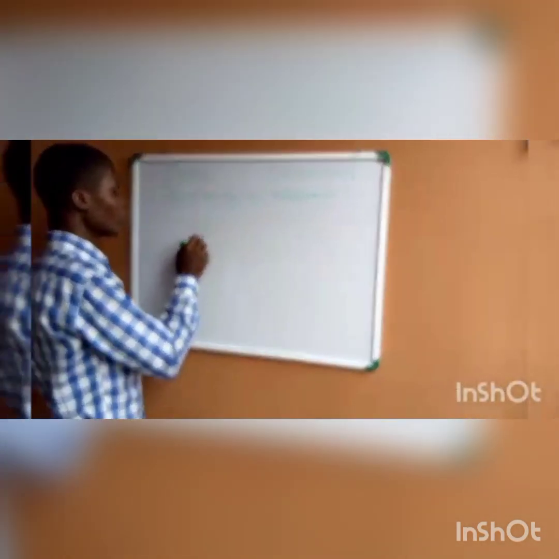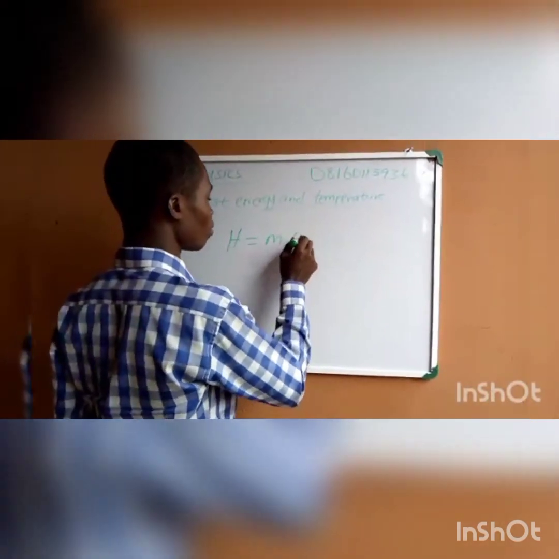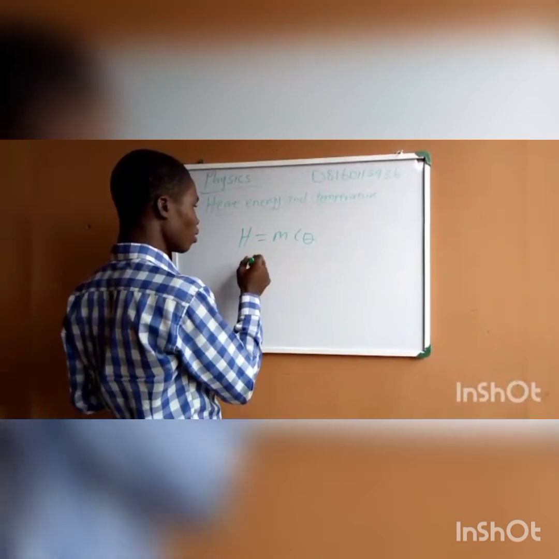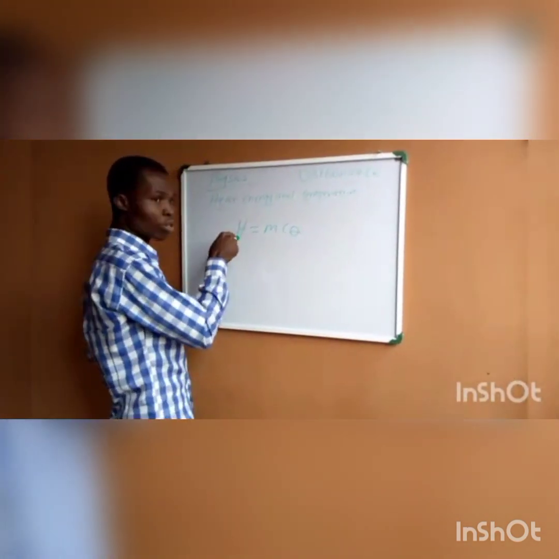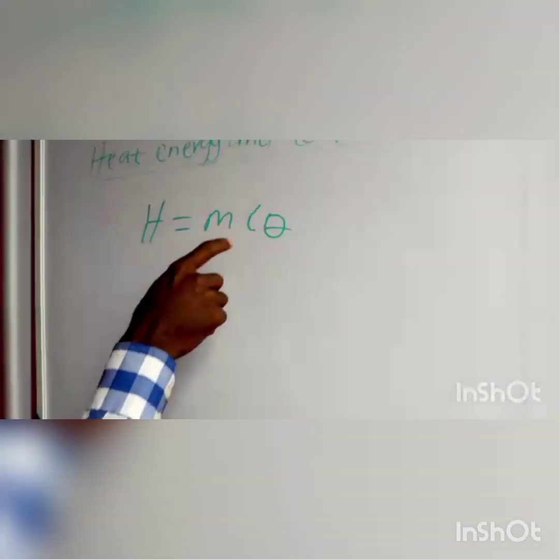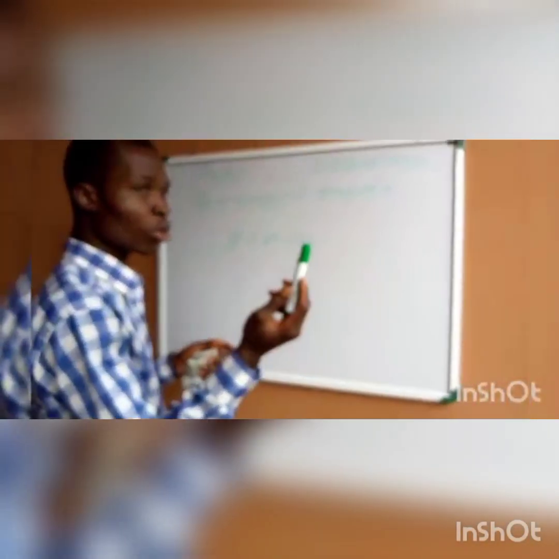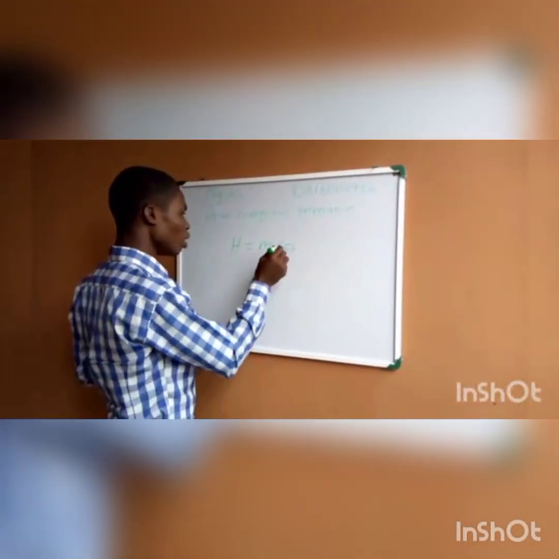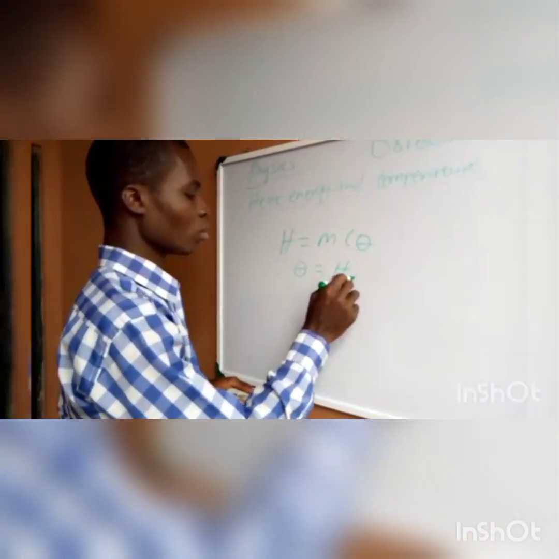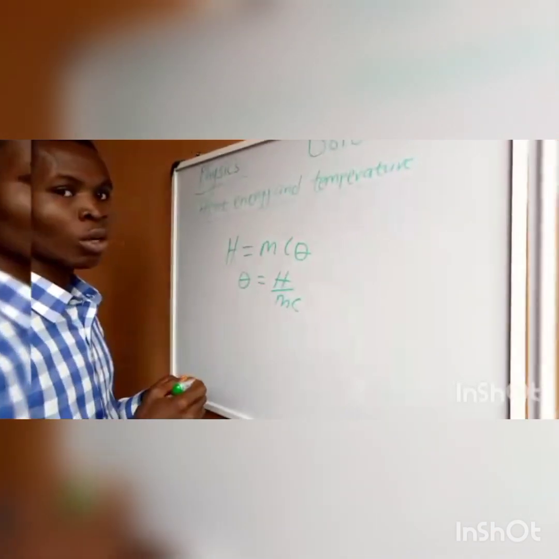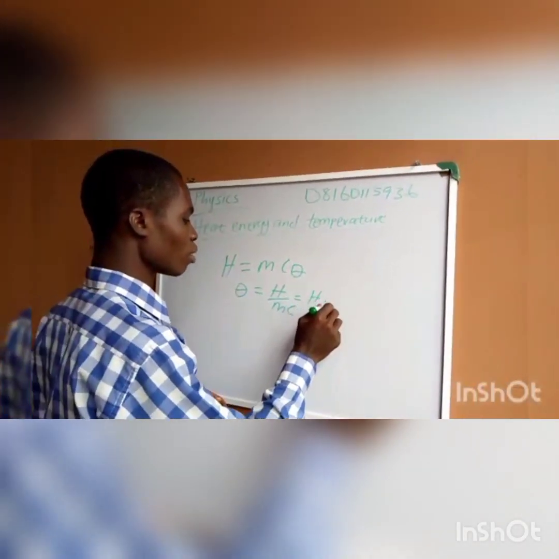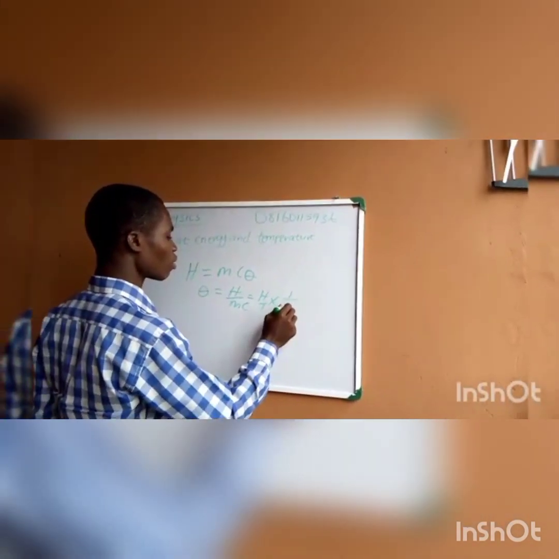From the relation, H is equal to mc theta, we have that temperature, which is theta, is directly proportional to quantity of heat, but inversely proportional to mass and specific capacity. The specific capacity has to do with the nature of the body. So now, let me make theta the subject. Theta is equal to H over mc, which is equal to H over 1 times 1 over mc.